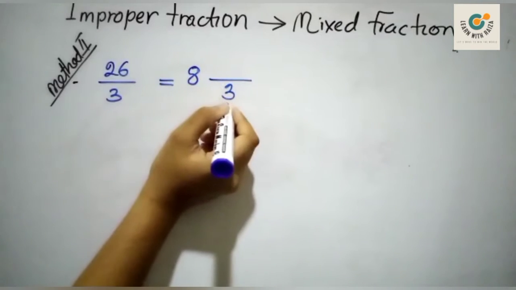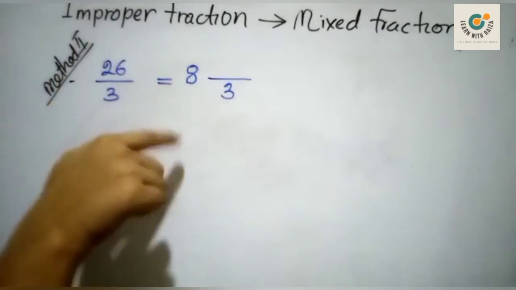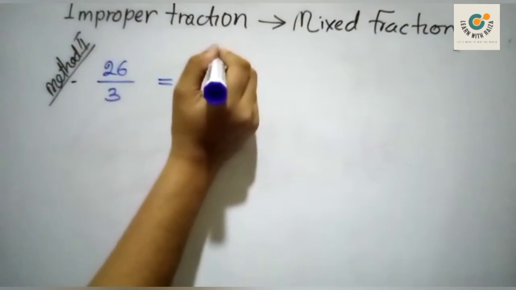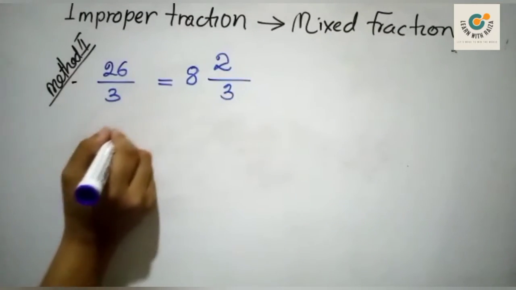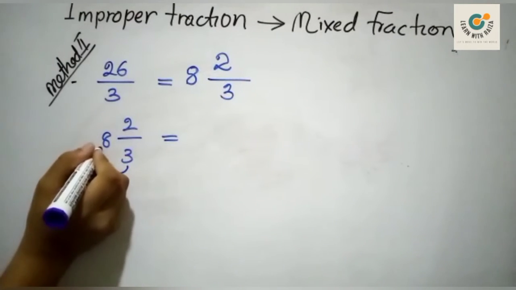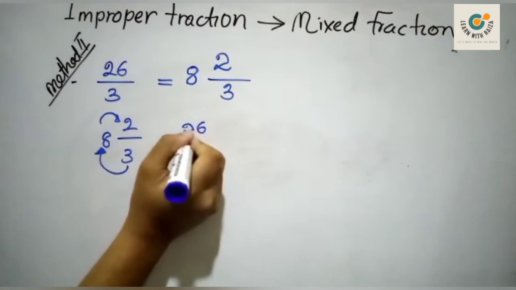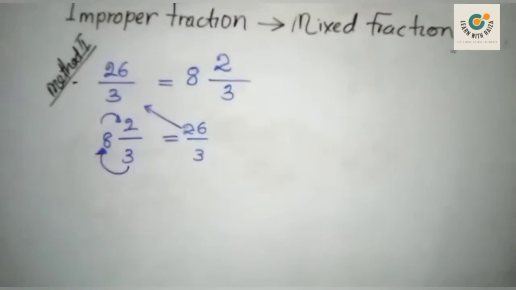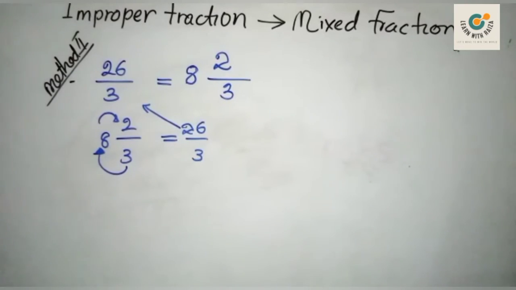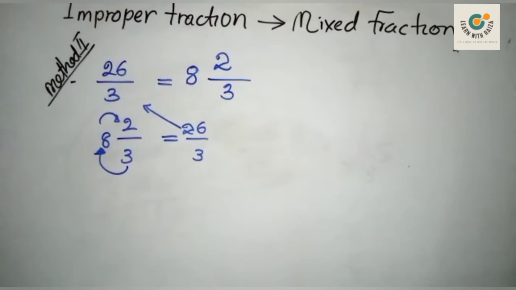So I can write down 3 8s are 24. To make 26, 24 plus 2. So I can write down my numerator as 2. If you convert 8 and 2 over 3 from a mixed fraction into an improper fraction, you can check your answer. 3 times 8 is 24, 24 plus 2, 26 over 3. You get the same answer. So this is the way of converting any improper fraction to a mixed fraction and back to an improper fraction. This is very important, so you have to understand it very clearly. So we'll go to the next part of your lesson now.